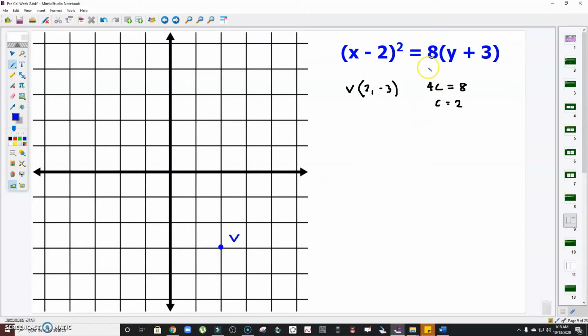Okay, so we can now locate the focus. Since, as I said earlier, the distance from the vertex to the focus is equal to C units, that is 2 units. So meaning to say, you can find the focus 2 units above the vertex. Count 1, 2. Okay, there you go. So therefore, this will be my focus.